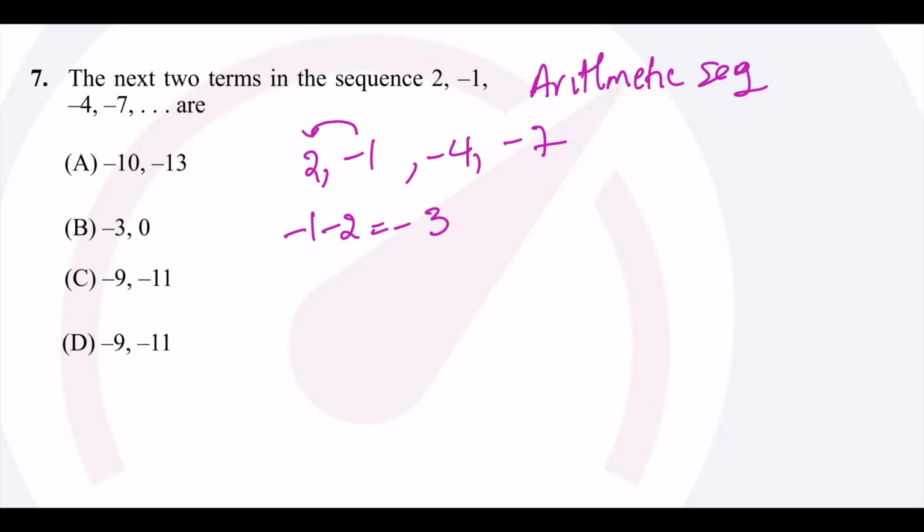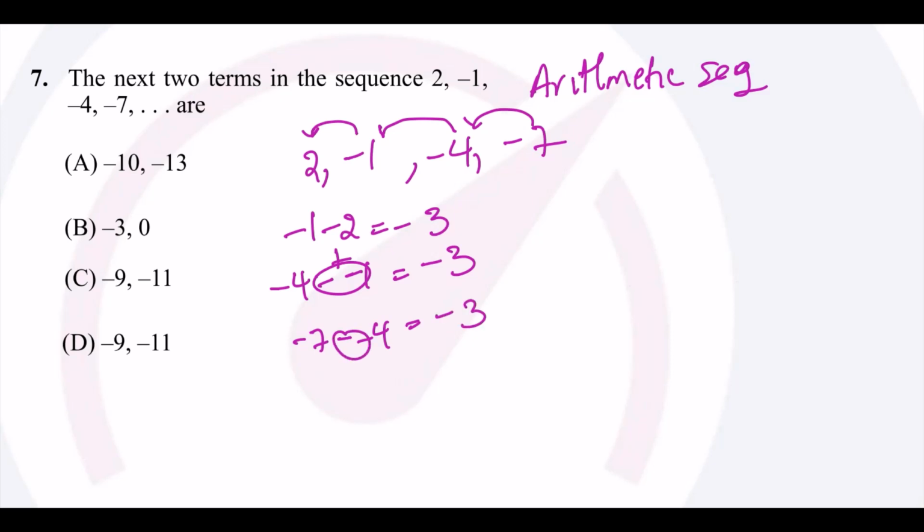Let's test something. If I say -4 minus -1, that also gives me -3. Suppose we say -7 minus -4, that too gives me -3. So it means that every term is being increased by -3. So if I add -3 to all of these numbers, I get the next term after.